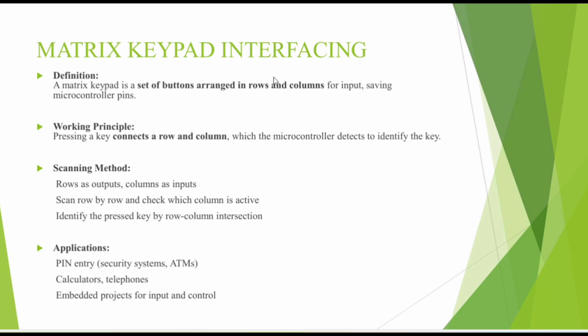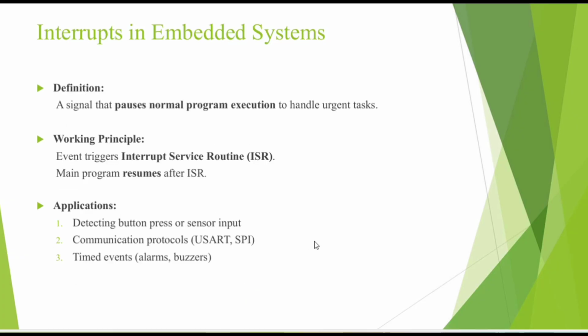Let's see the steps to interface. First, configure rows as output and columns as input, or vice versa. In the second step, scan the rows one by one and check the column states. In the third step, debounce the keys. In the fourth step, map key presses to values or actions. It is used in PIN entries, calculators, telephones, embedded projects, and input and output control. Then in the next slides, we will see the interrupts in embedded systems.